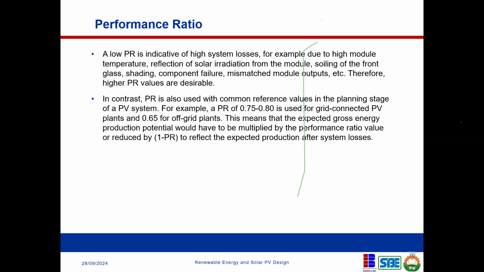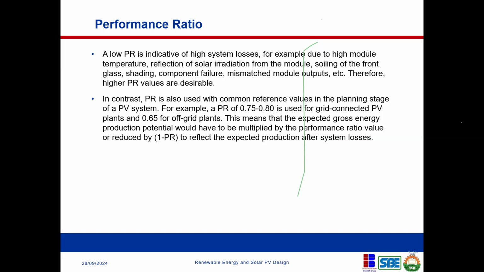For example, you've done your load assessment and you find out that your client or your customer needs this amount of energy, and you want to be sure that your solar panel will be able to generate that amount of energy. So when you're doing that calculation, it is safe to use something like 70% or 75%. I think 80% will be optimistic, but 70% is okay. It's safe to use 70%.